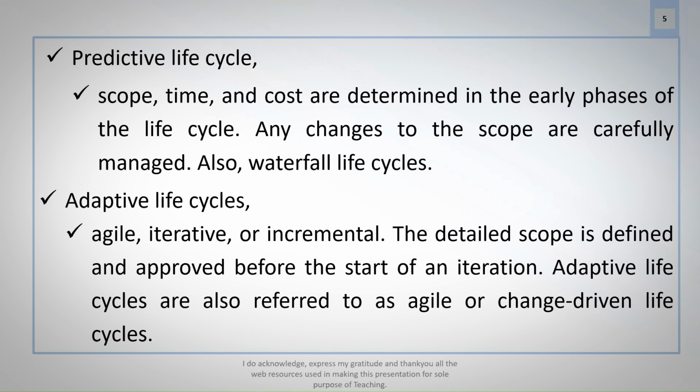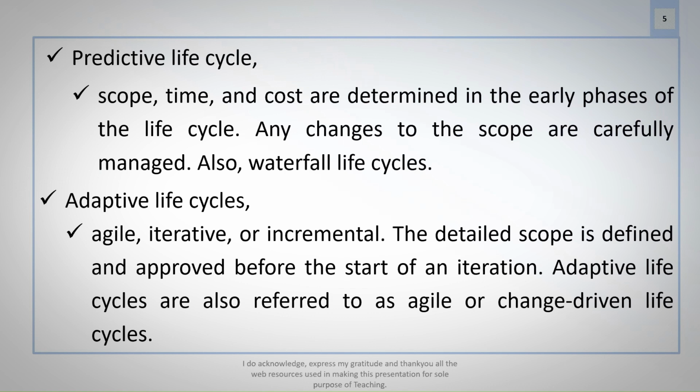What is predictive type life cycle? Predictive type life cycle is where scope, time and cost are determined in the early phase of the life cycle. Any changes to the scope are carefully managed, also called waterfall life cycle. Generally, predictive life cycle in industry is also known as waterfall life cycle, where we clearly define our scope, time and cost upfront. That we will respect these 3 things. This is called the waterfall life cycle also.